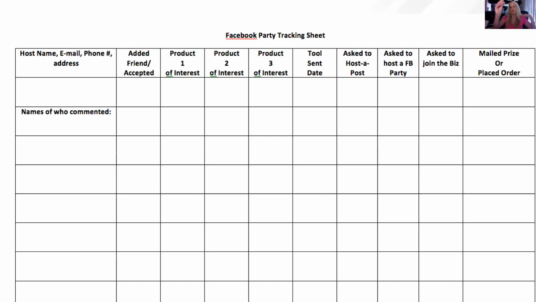You're going to check and put the date that you sent a tool, and you see there, ask them to host a post, ask them to host a party, ask them to join the business, and whether you place the order or not, right? So this is just a great way of keeping track of everybody on the party that's at least commenting. You may even want to print out multiple pages of this and have all the people that even didn't comment, because so many people will not comment, yet still place an order.